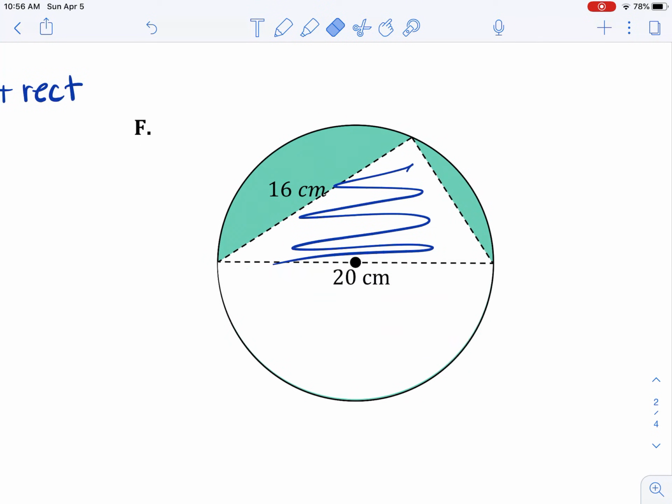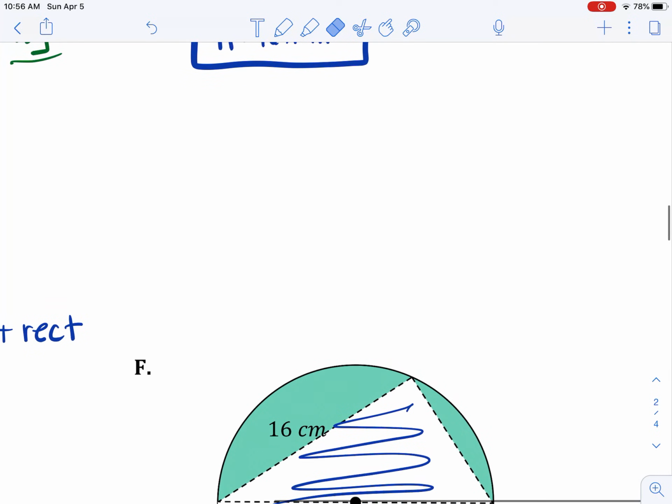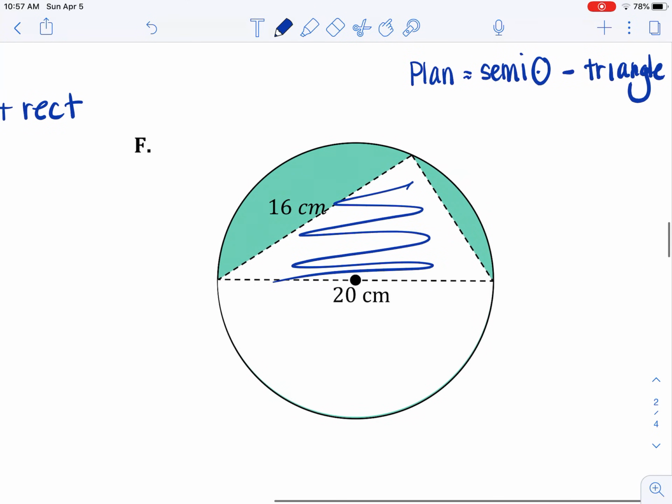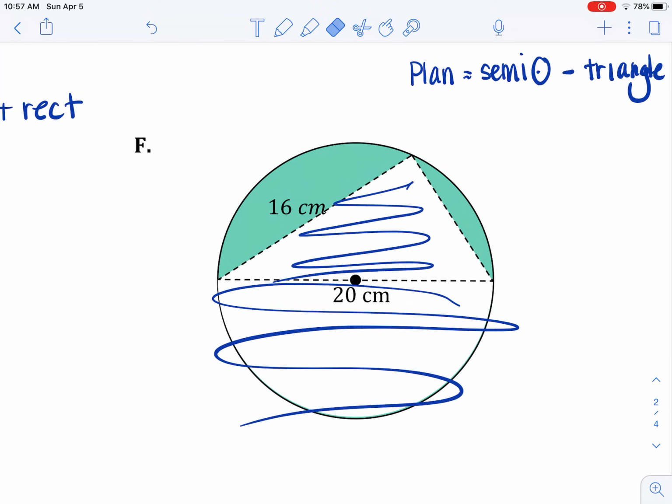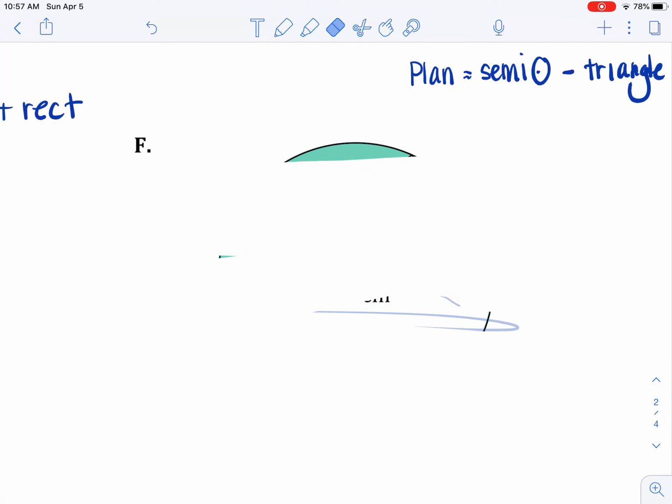So instead, I can say, you know what? This half of the circle is not even part of it. So that's how I can get the shaded region. I'm going to take the semicircle, so my plan is going to be take the semicircle and then get rid of the triangle. That's my plan. And then I won't even have to worry about this part right here.